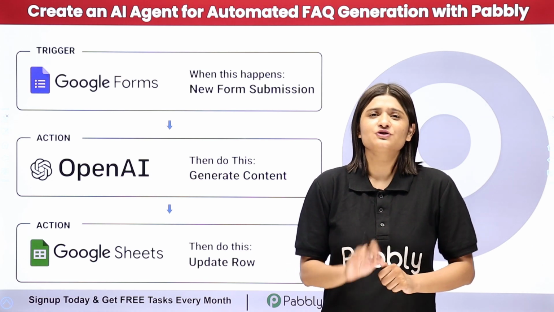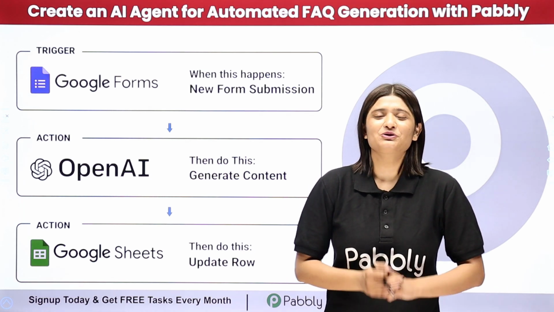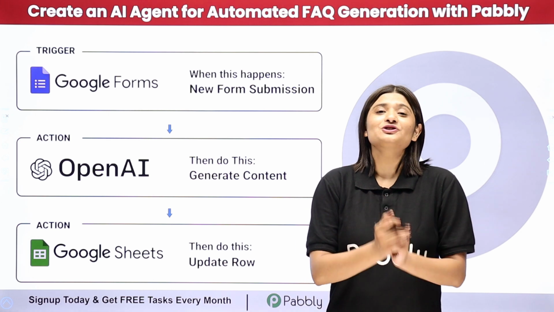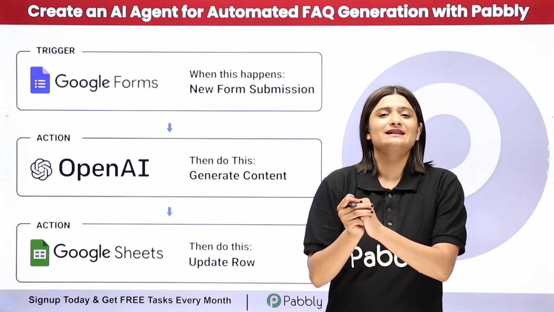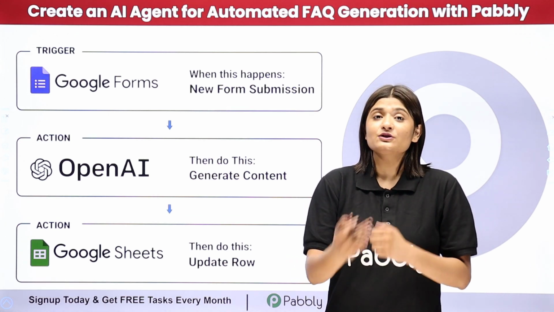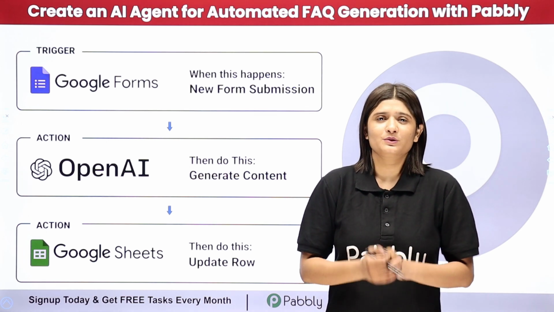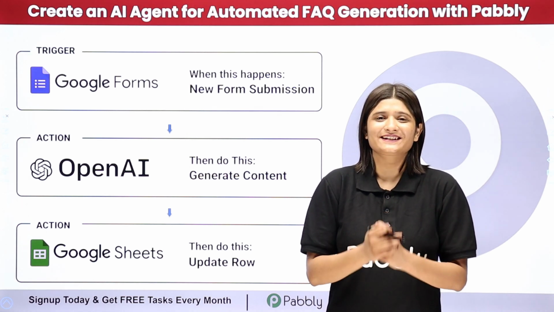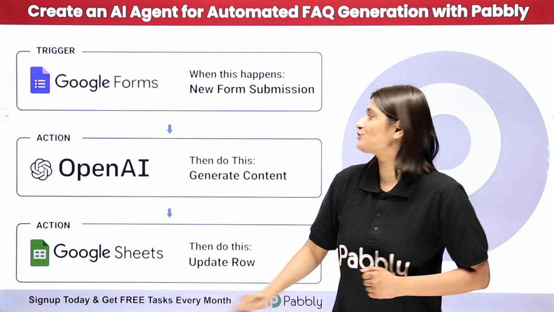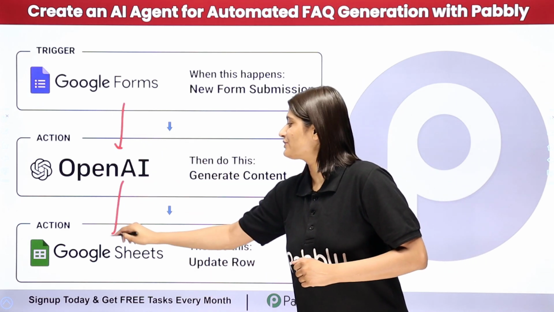Doing this manually will consume a lot of time, so I'm going to completely automate this process. And to do this automation, I'm going to use Pabbly Connect. Pabbly Connect is an amazing automation and integration software which requires no coding or programming skills. Here I just need to build a connection between Google Forms, OpenAI and Google Sheets.